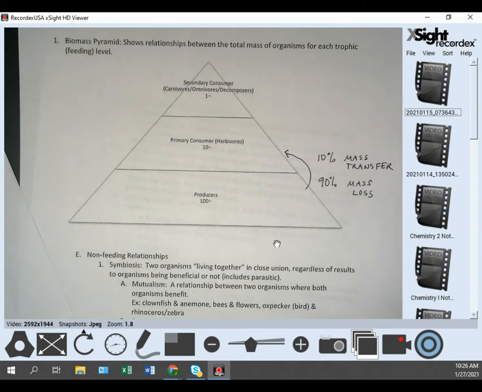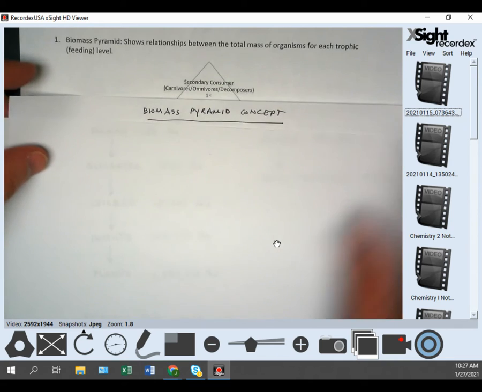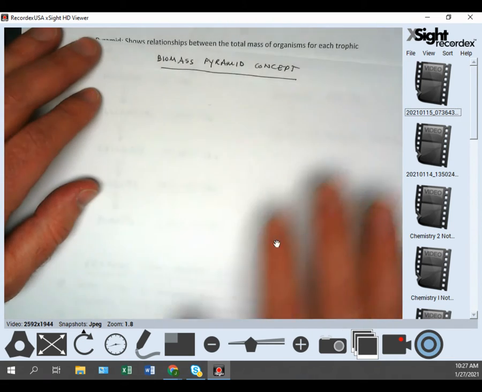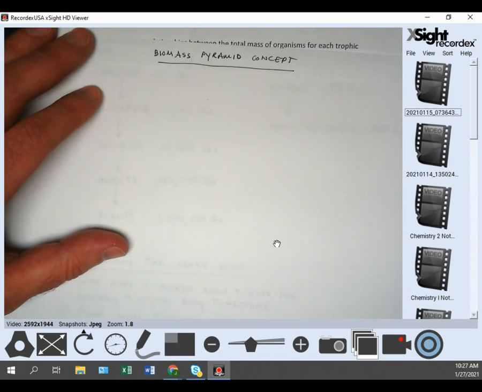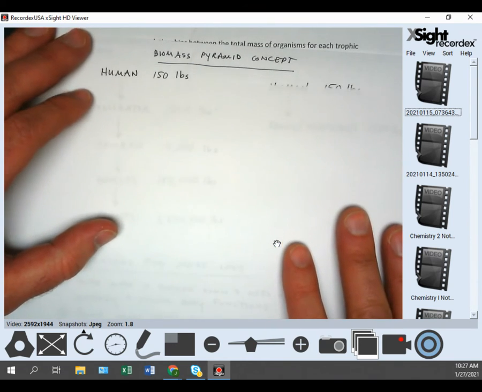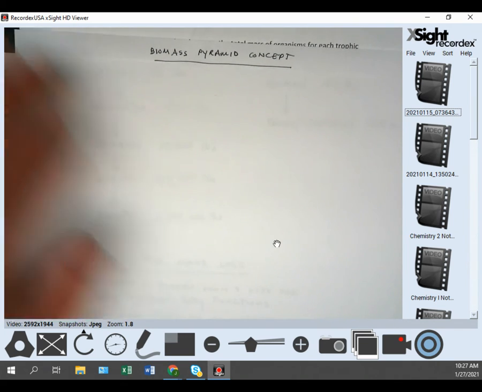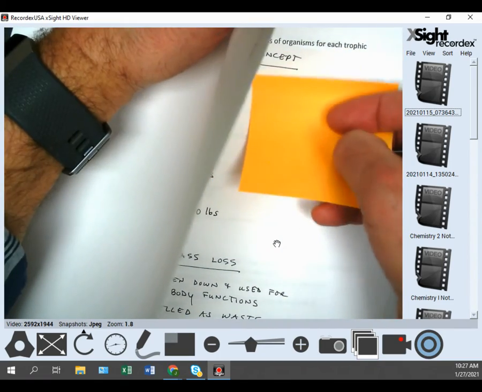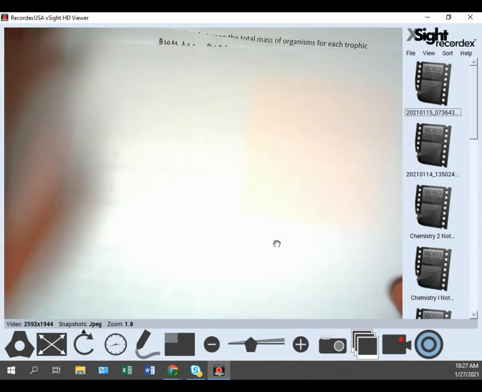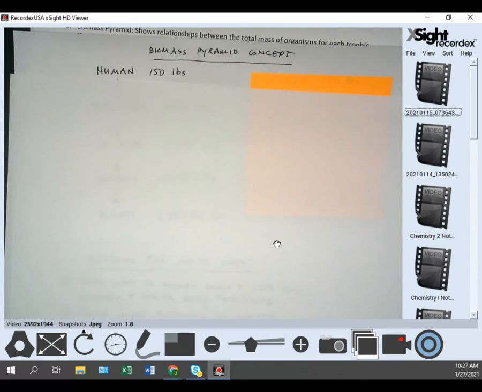Okay, you might want to jot this down, or maybe not. You might be able to get the idea, but I did something here just to show you the concept of the biomass pyramid, to kind of drive home the idea. So say we have a 150-pound human.